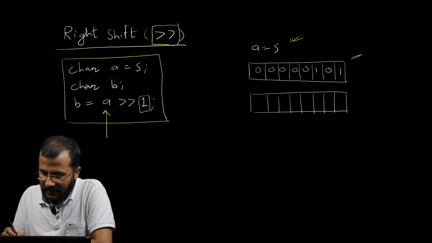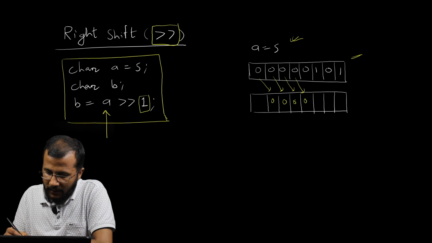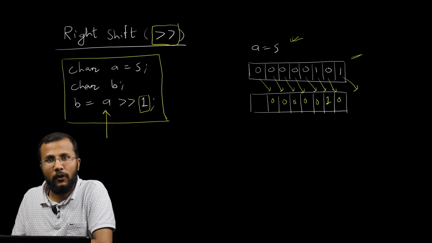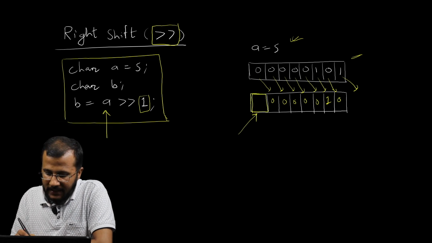So if I shift right, what happens is this: if I shift this towards the right, it will come here. This 0 will be shifted here, this 0 will be shifted here, this 0 here, this 0 here, this 1 will be shifted here, this 0 will be shifted here, and this last 1 is actually lost. It is removed totally, and there is a space available here at the most significant bit. This is left empty.